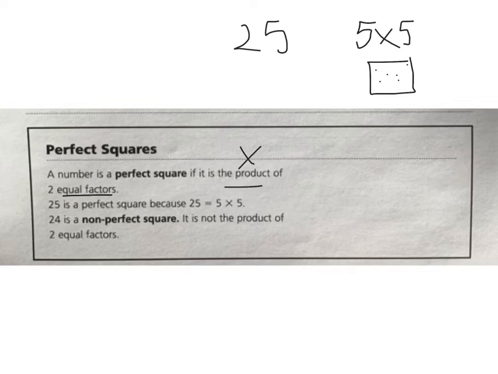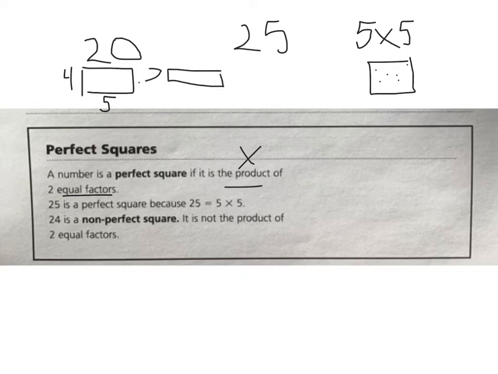Okay, so 20 would not be a perfect square number, because if I try to make a square out of the factors of 20, I can do 4 times 5 to make 20 squares. I could do 2 and 10 to make 20, but there are no two equal numbers that I can multiply together that give me 20. So only certain numbers fall into this category, and you've got them listed on your paper. Memorizing them is what I need you to do.